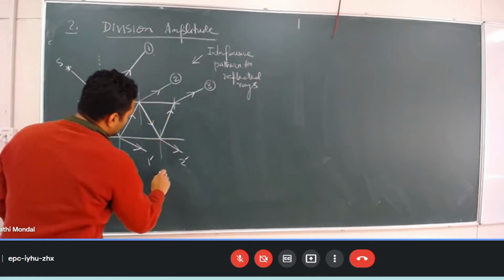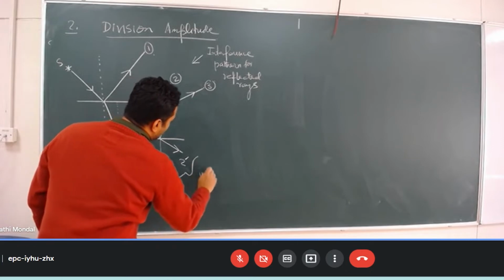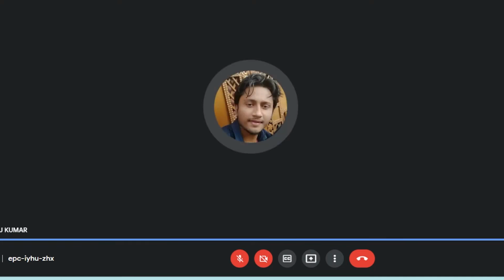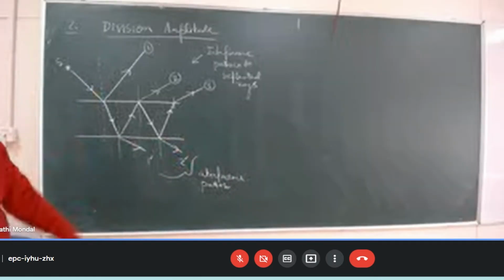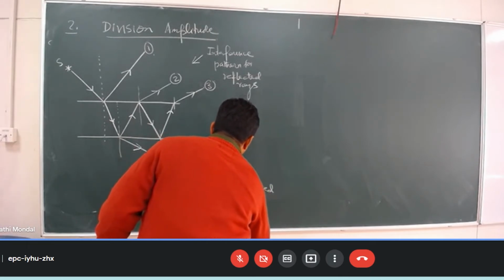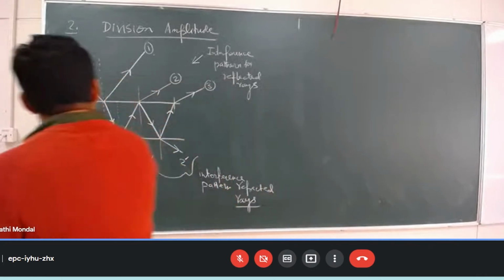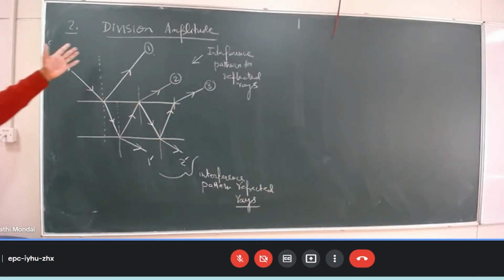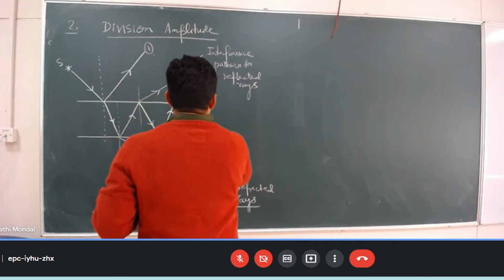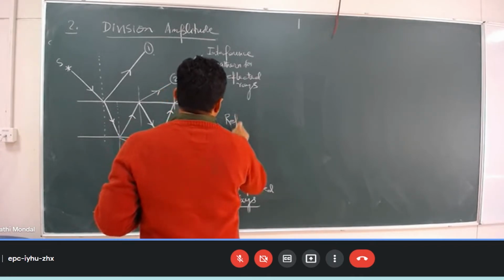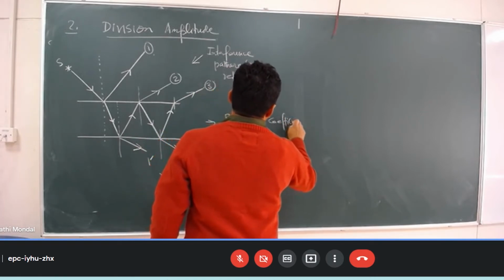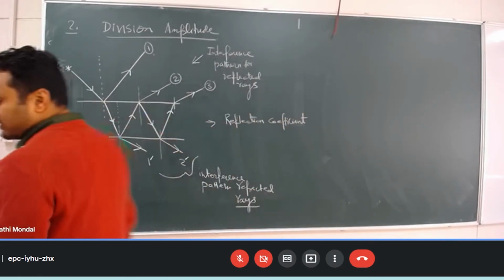Similarly, you can also have an interference pattern for refracted rays. So now there is a catch. Why are we saying that this is division of amplitude? There is a thing called reflection coefficient, or transmittance coefficient, it does not matter.